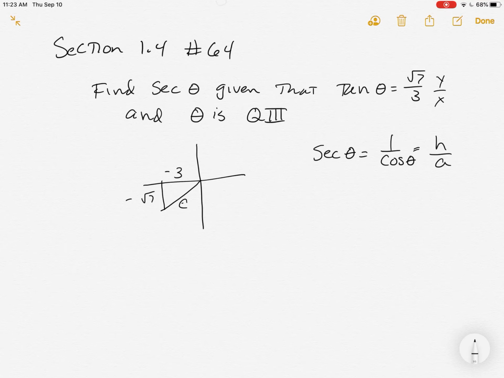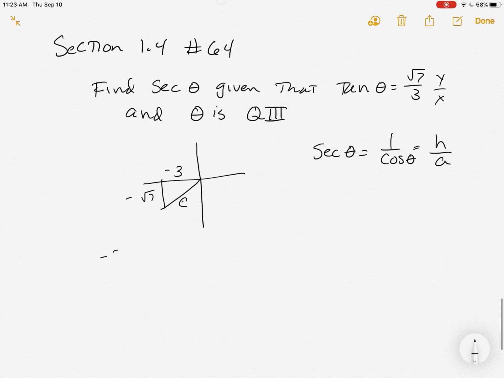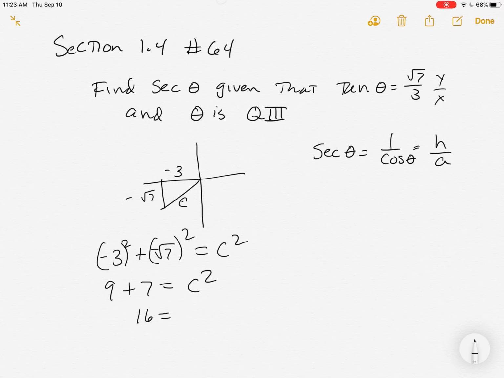So we need to solve for this side. I'll call it C because that's what we normally do. So I go into negative 3 squared plus the square root of negative 7 squared. And let me write that negative 3 squared appropriately. It's probably driving somebody nuts. But the negative is being squared. So I get 9 plus 7 is equal to c squared. Get a nice 16 is equal to c squared. C is always positive, so we get a nice 4 out of that.